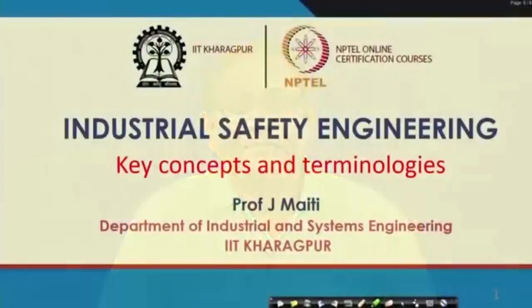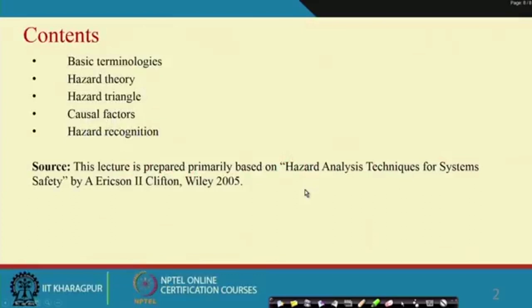Hello everyone, welcome to Industrial Safety Engineering. Today we will discuss key concepts and terminologies. Let us first see the contents. I will explain some of the terminologies related to safety engineering, then hazard theory, followed by hazard triangle, different causal factors, hazard recognition. This lecture is primarily based on the book Hazard Analysis Techniques for System Safety, written by A. Erickson to Clifton, published by Wiley.